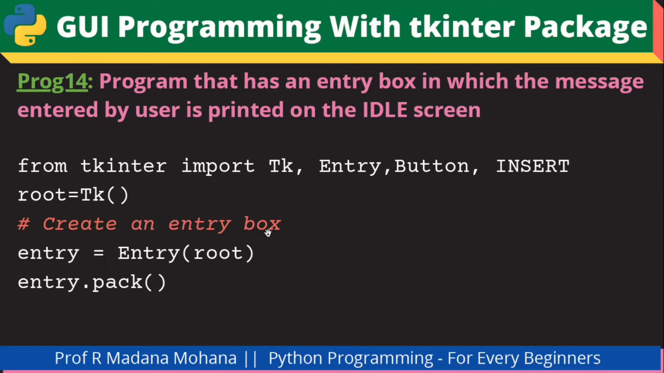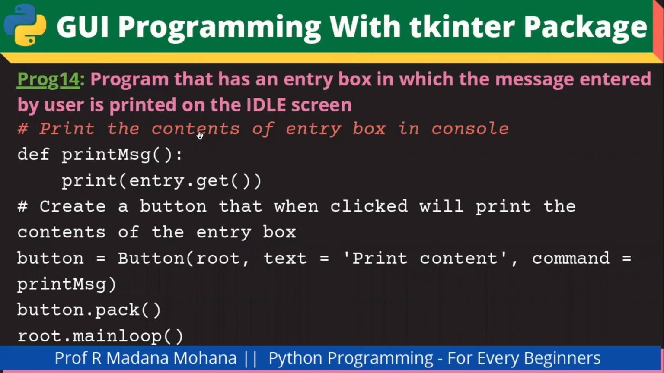First create an entry box using the method Entry. So create one object, in small letters, entry equal to Entry of root. Then you can pack it using the pack method, entry.pack. Then print the contents of the entry box in our IDLE console. So you can define one method, like in previous programs where we used my callback. Define def print_message, print entry.get. Again by using the get method, whatever message is there will be displayed.